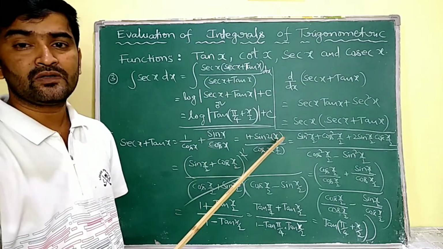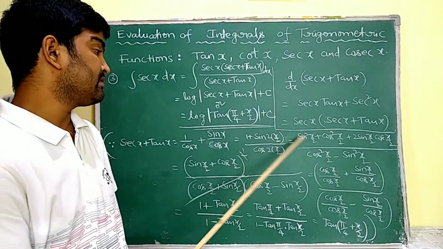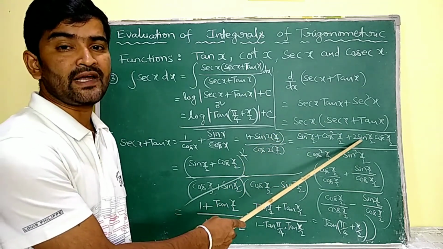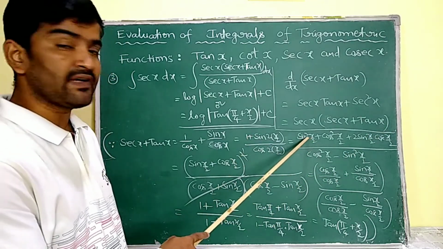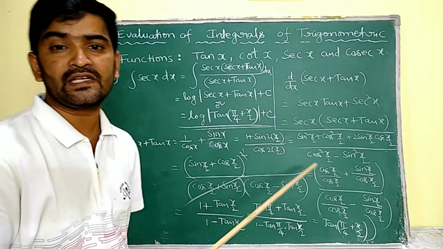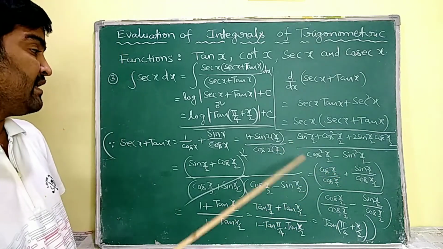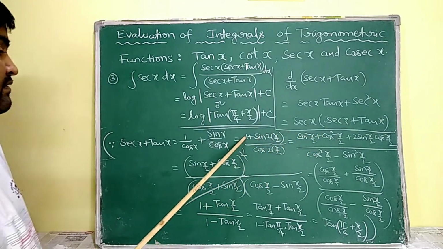Sin 2x means 2 sin x cos x. So here sin 2 into x by 2 is going to be expressed as 2 into sin x by 2 into cos x by 2. One can be expressed as sin square x by 2 plus cos square x by 2, because we know sin square theta plus cos square theta is equal to 1. Similarly, sin square x by 2 plus cos square x by 2 is going to be the 1.